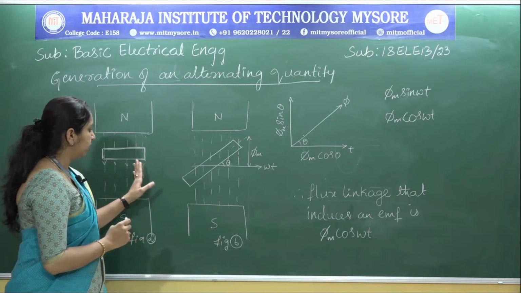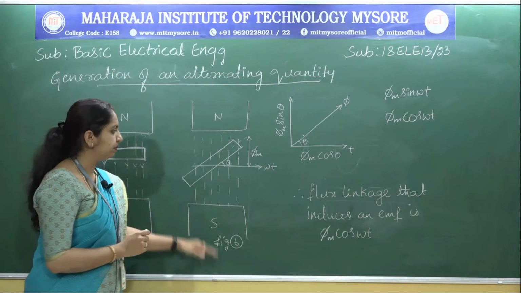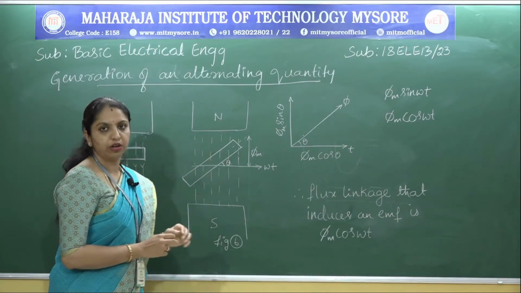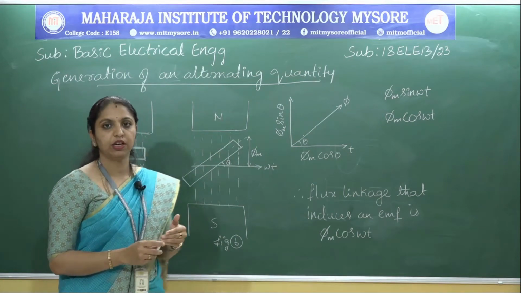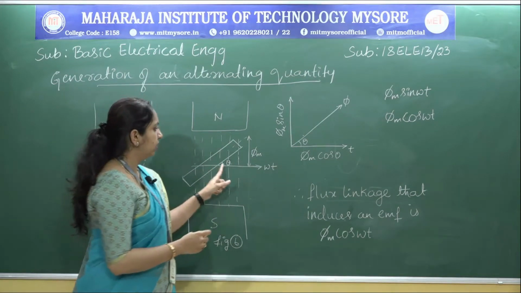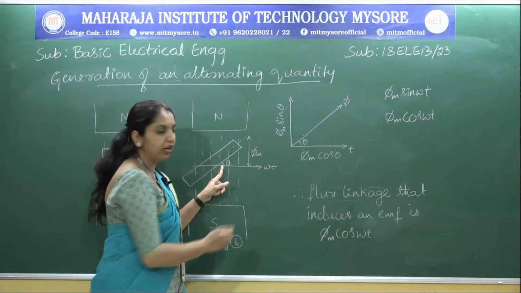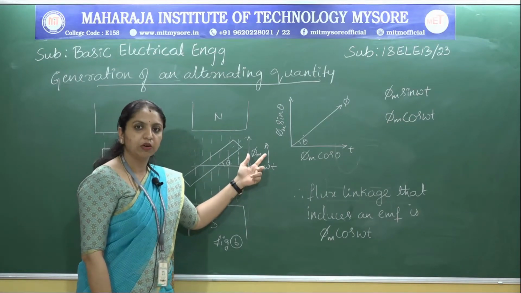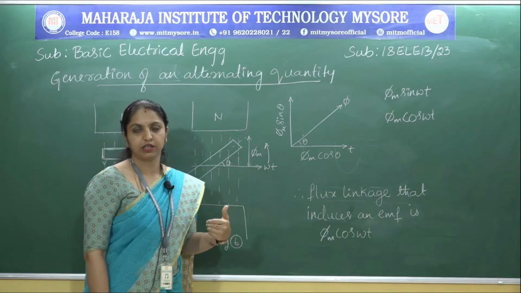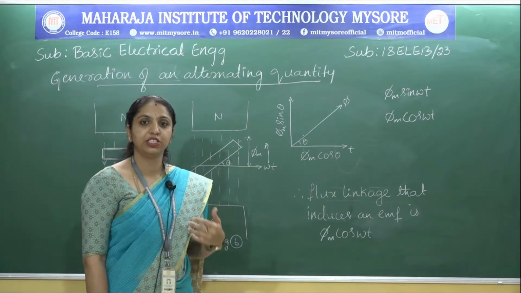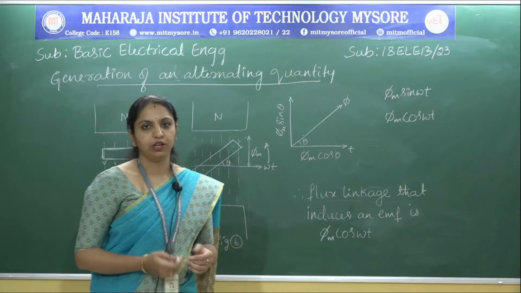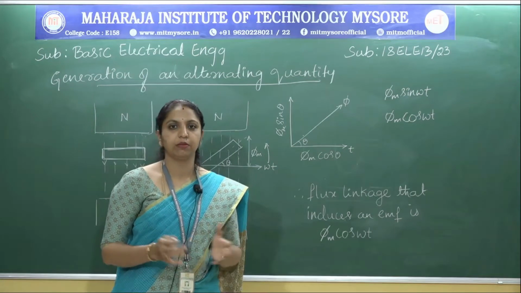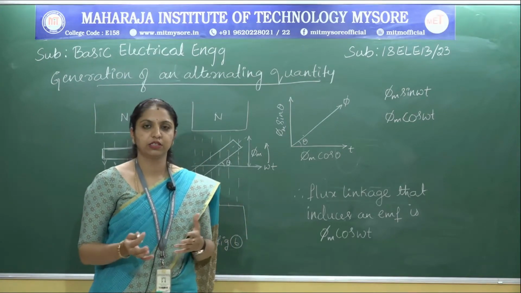Now if I consider the next figure, here the conductor is rotating. As the coil rotates with angular velocity omega, the magnetic flux linking with it changes, and hence EMF will be induced. That is according to Faraday's law. EMF will be induced when there is a change in flux.